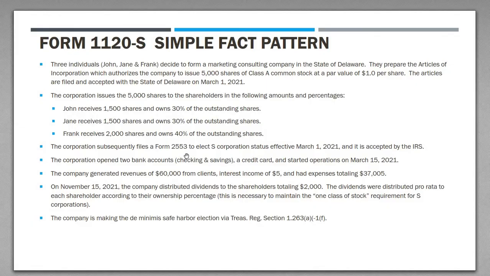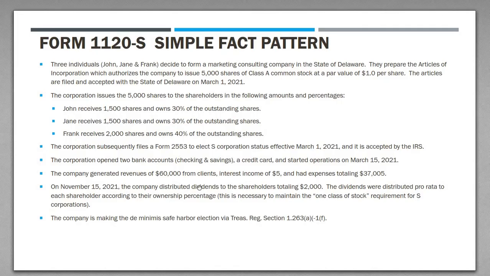Then the company opens two bank accounts. So they have a checking account, which is the operating account, and then they have a savings account for some excess cash, just to park it there. They also open a credit card in the company name, and they begin their business operations on March 15th, 2021.